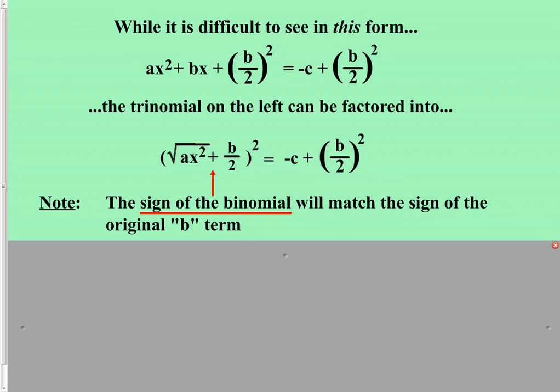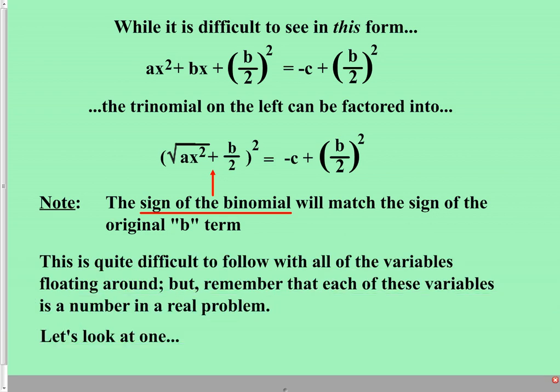Now, as I've said a couple of times, a little disclaimer, it's quite difficult to follow this process with all of the variables floating around. But keep in mind, each of these variables, a and b and c, throughout that entire equation, those are all numbers. The only thing that's not a number is the x that is in there. So once we get a bunch of numbers in there, I think this will make much more sense to you. So let's have a look at an example.